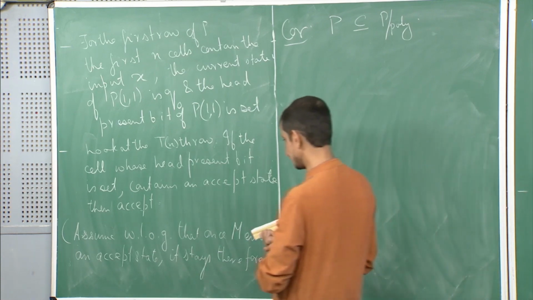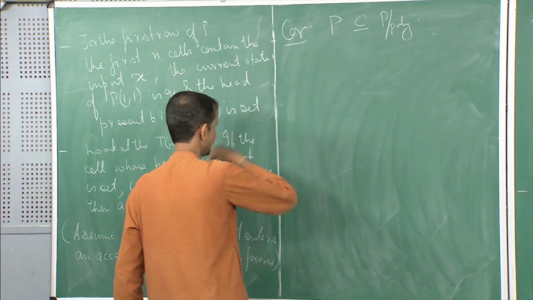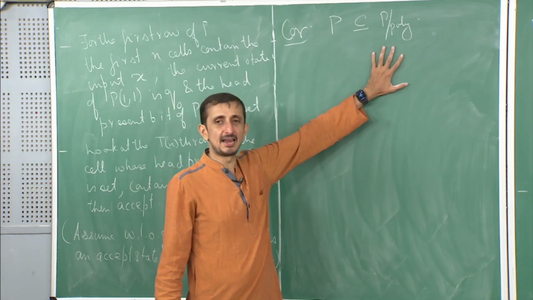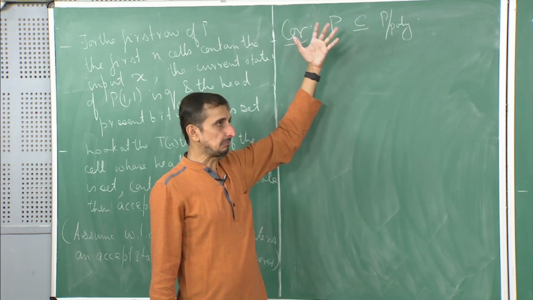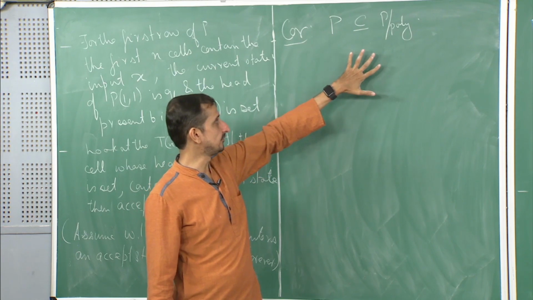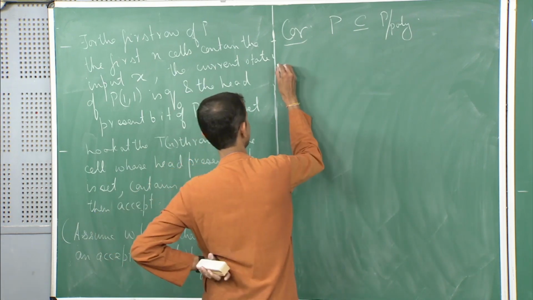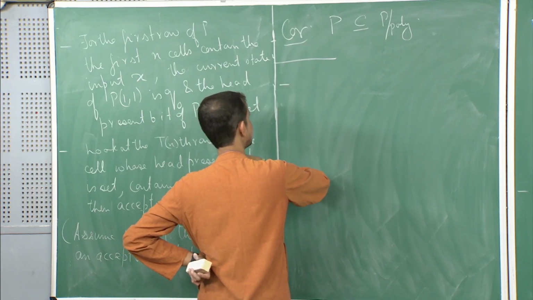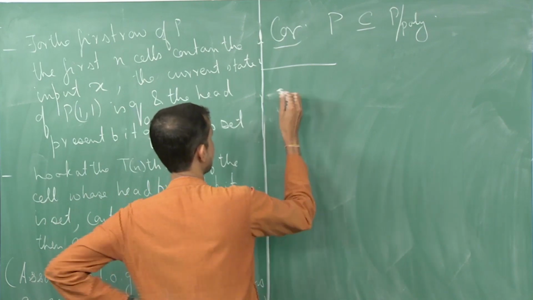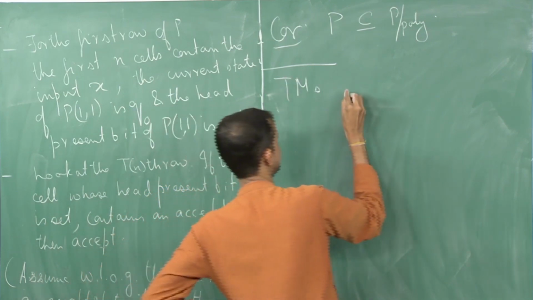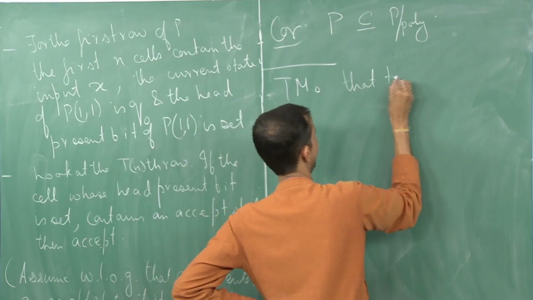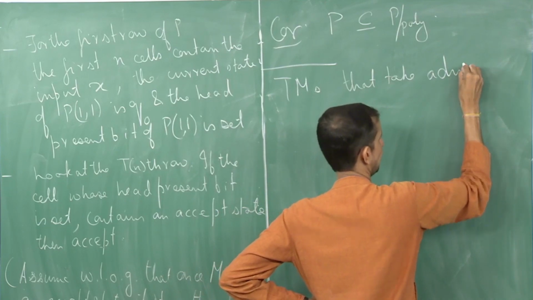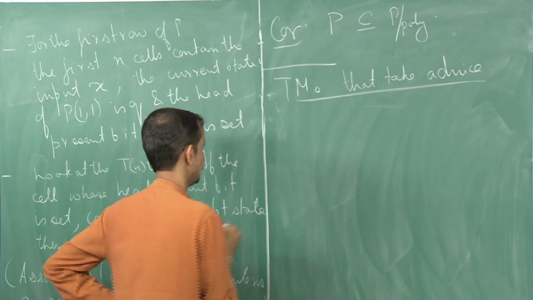So, one more point which I must mention before we move forward is the following. This is actually one way to define P slash poly. You might see books or references where there is another notion of defining P slash poly, which is the following. What we will look at is Turing machines that take advice.